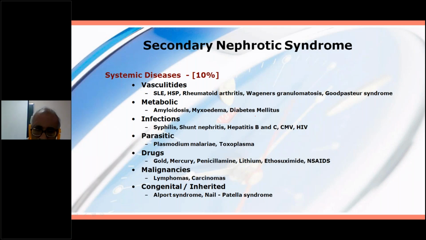Malignancies, yes, lymphomas and carcinomas may lead to it. And there are congenital inherited forms, as I said in the classification itself. Examples are Alport syndrome and nail-patella syndrome. These are just examples, and we'll discuss them later.